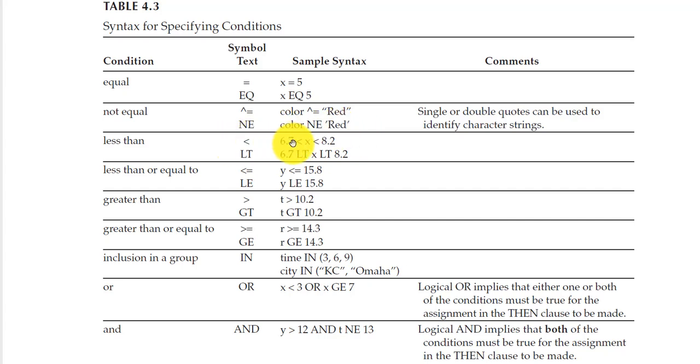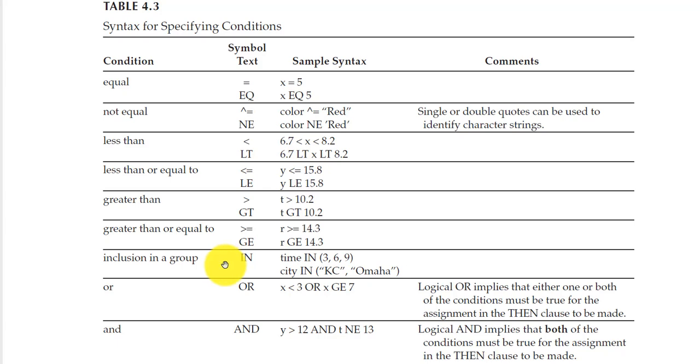Strictly less than is the symbol we would anticipate just from an algebra class, or you can use LT. Less than or equal to. And then greater than and greater than or equal to. So all those are fairly self-explanatory. So this is just a sample for variables you could have.